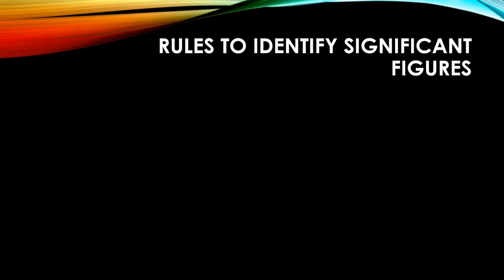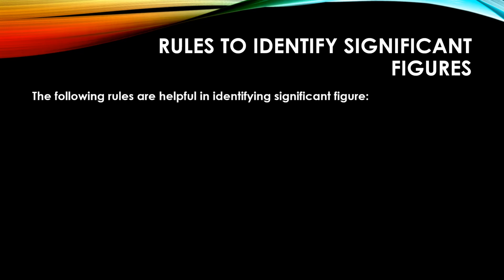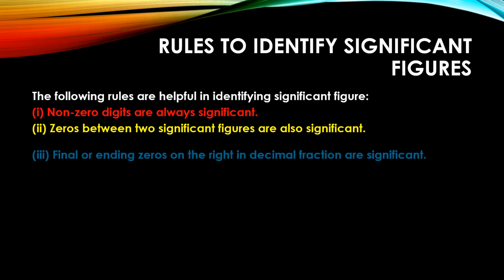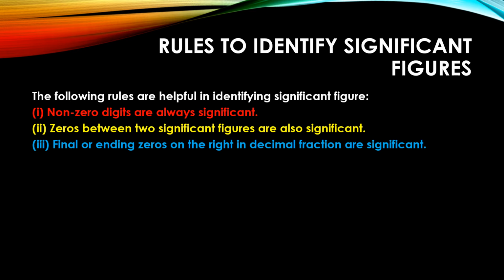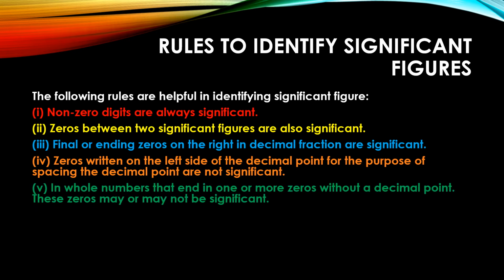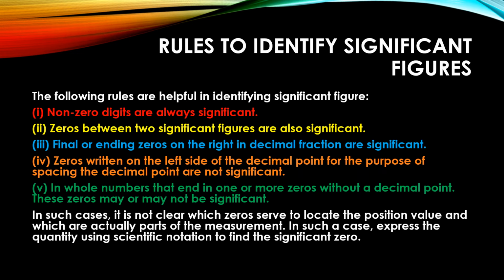Rules to identify significant figures. Following are the rules helpful in identifying the significant figures. Number 1, non-zero digits are always significant. Number 2, zeros between two significant figures are also significant. Number 3, final or ending zeros on the right in the decimal fraction are significant. Number 4, zeros written on the left side of the decimal point for the purpose of spacing the decimal point are not significant. Number 5, whole numbers that end in one or more zeros without a decimal point: these zeros may or may not be significant. In such cases, it is not clear which zeros serve to locate the position value and which are actually part of the measurement. In such a case, express the quantity using scientific notation to find the significant zeros.